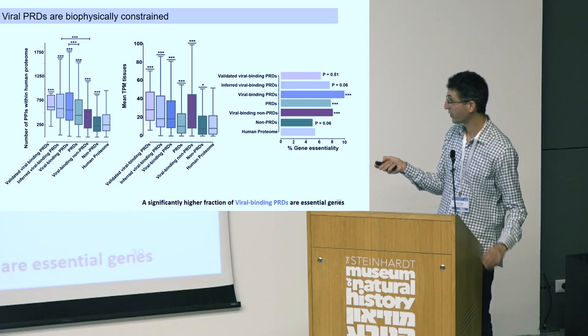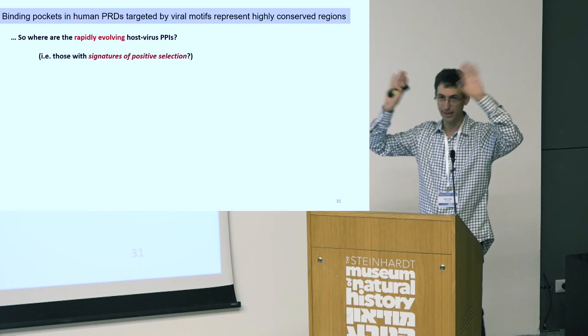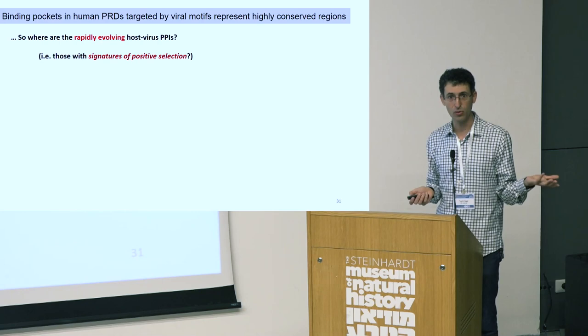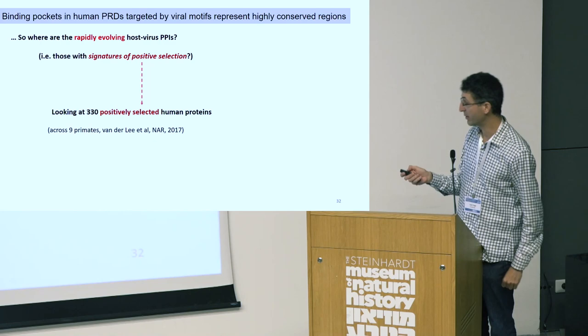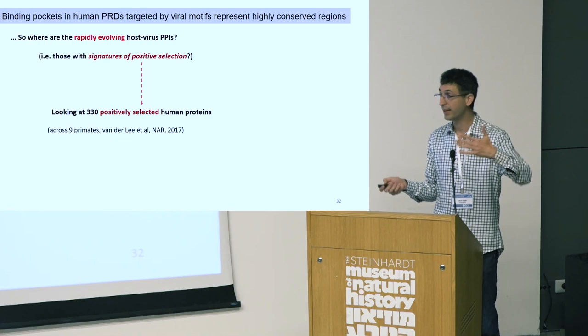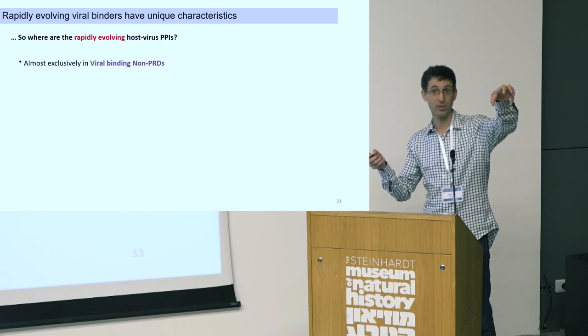So now I ask you, but wait, you were telling us just a couple of minutes ago about all these signatures of positive selection, and you remember the blue and the red proteins being in some sort of an evolutionary battle. So where are these signatures of positive selection? So we took a subset of human proteins that are known to evolve extremely rapidly in the course of primate evolution, and we asked, okay, which one of them interacts with viruses and how? And we saw the exact opposite of what I was just telling you. So basically, almost none of them has a domain that binds motifs, okay?